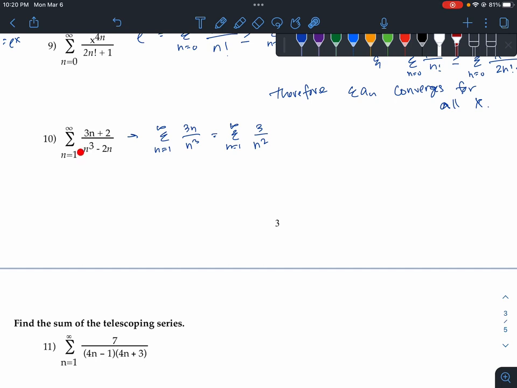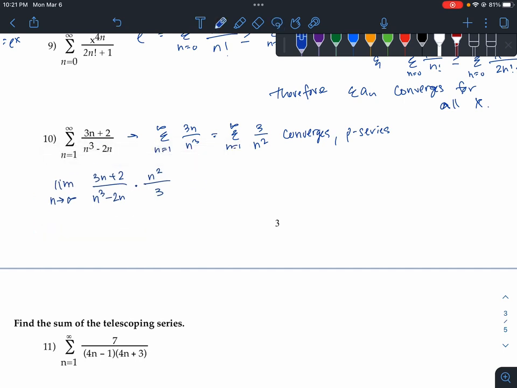And we know that this converges. So it converges by p series, and p is greater than 1. So with that being said, let's run the limit comparison test. So the limit as n approaches infinity of 3n plus 2 divided by n cubed minus 2n, and then divide it by our comparison series. So that would be that right there.